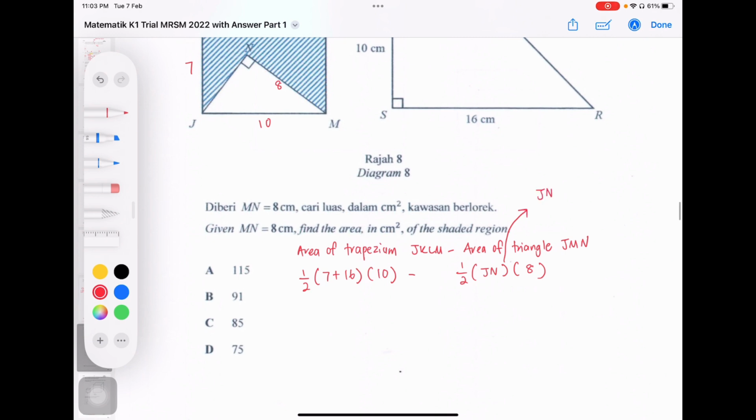JN equals 10 squared, because 10 is the longest one, minus the shorter one squared. This is what we learned during Form 1, Pythagoras theorem. You get 6. It means JN is equal to 6. Then you calculate. You will get 115 minus 24, and the final answer is 91 cm squared. So it's B.